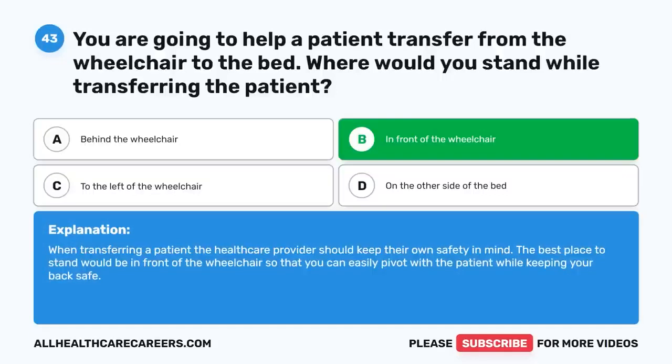When transferring a patient, the healthcare provider should keep their own safety in mind. The best place to stand would be in front of the wheelchair so that you can easily pivot with the patient while keeping your back safe.